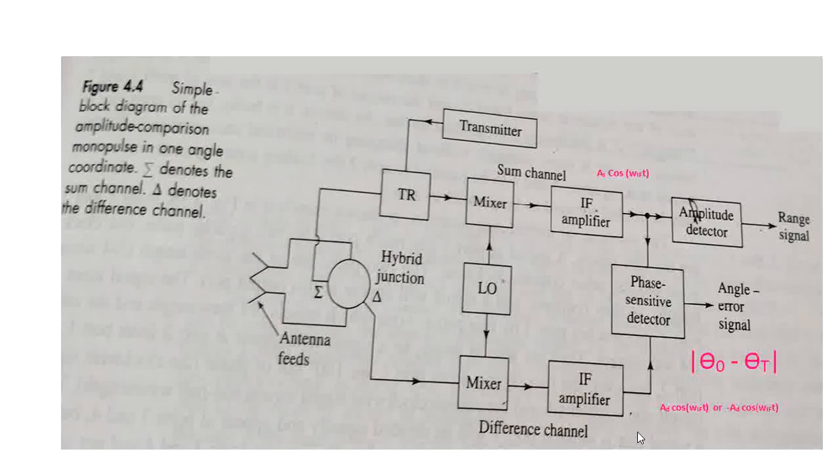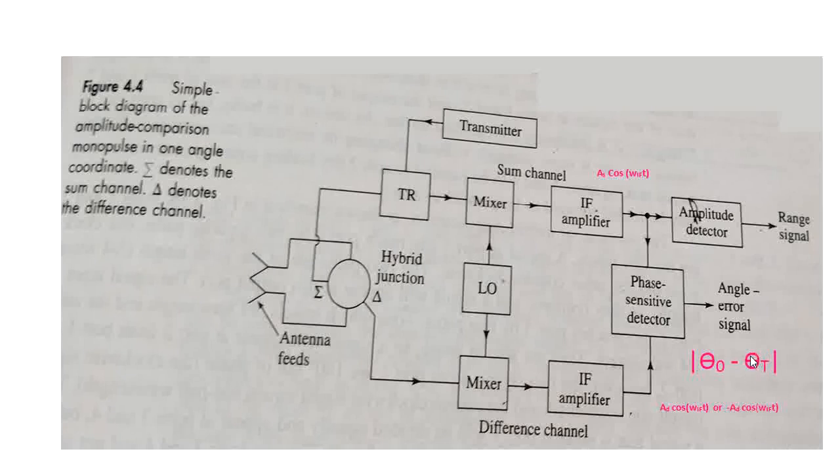The difference channel can be represented as AD cos omega IF t or minus AD cos omega IF t. As I told, the plus or minus indicates in which direction I need to rotate. That is what we represent, plus or minus sign here. Thus the difference channel is given as input to a phase sensitive detector in order to calculate the angular error signal, that is magnitude of theta naught minus theta t. Theta naught is the boresight angle, theta t is the angle of your target.